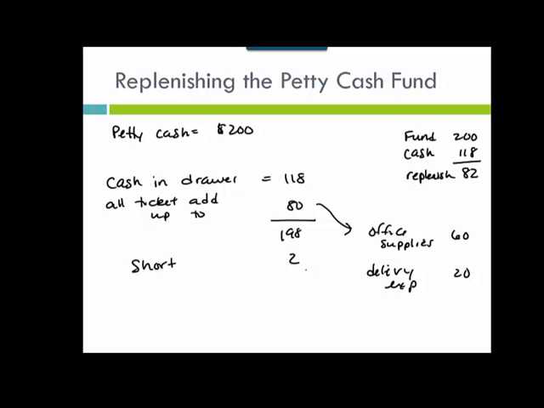So I'm short $2. If I just added up my tickets, I would come up with $198, but I need to put $82 back in there because my goal in replenishing the petty cash fund is to get it back up to this $200. So here's what I need to replenish. Here's what my tickets add up to, $82 and $80, which means I'm short $2. The other way to do it is the cash in drawer plus the tickets is the total accounted for. And then that's different than my fund by $2, so that's the amount that I'm short.